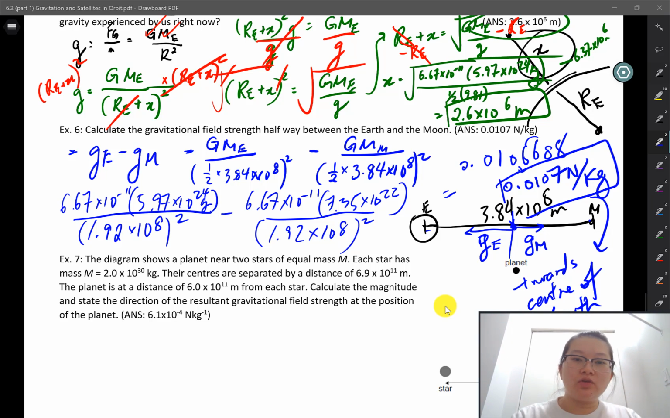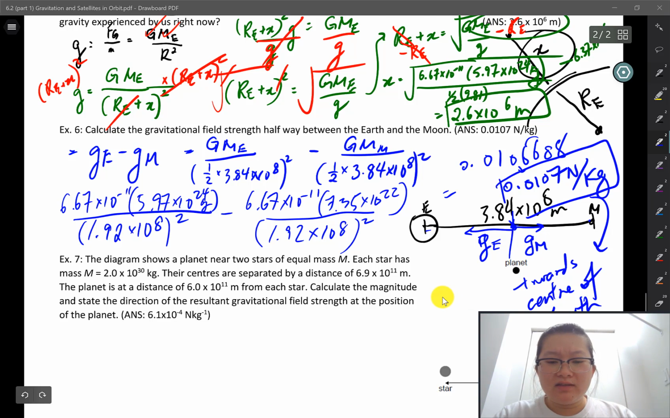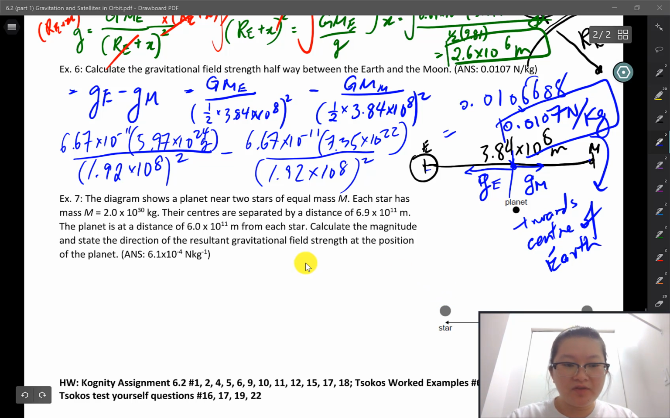In this video, I'm going to do example 7 in 6.2 part 1. This has to do with gravitational field strength. The diagram shows a planet near two stars.